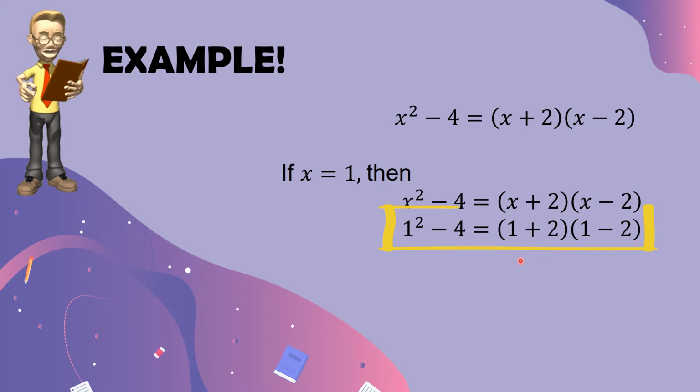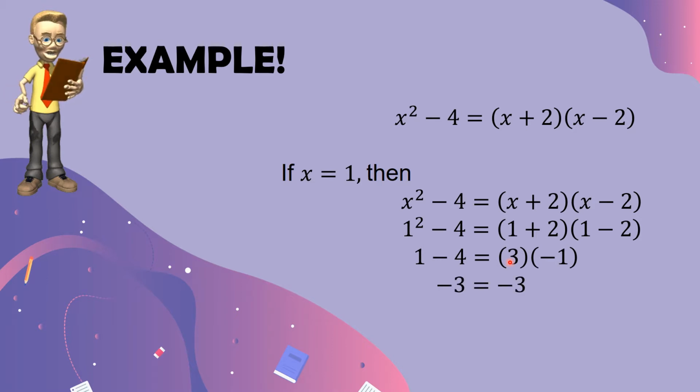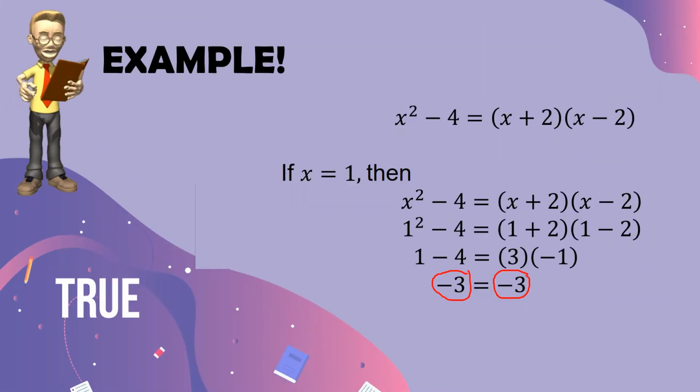So, ito yun. Now, you're already familiar with how to simplify this one. And you should be able to arrive at negative 3 equals negative 3. So, we end up with negative 3 equals negative 3. As you can see, yung kaliwang side ng equation, tsaka yung kanang side ng equation ay equal. Therefore, yung equation natin ay true for x equals 1. Now, na-verify na natin siya for x equals 1.